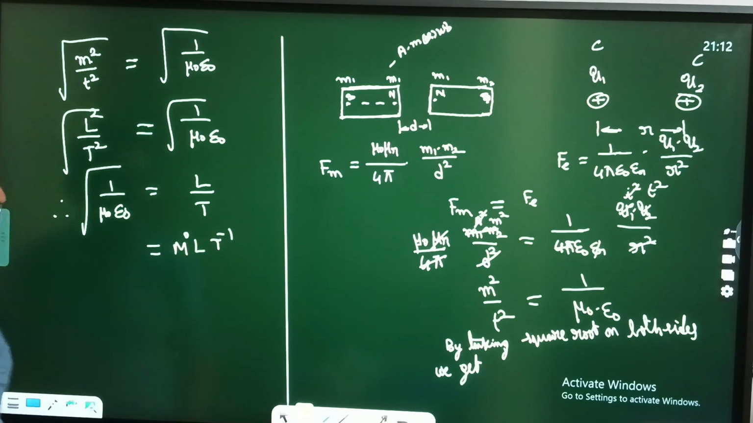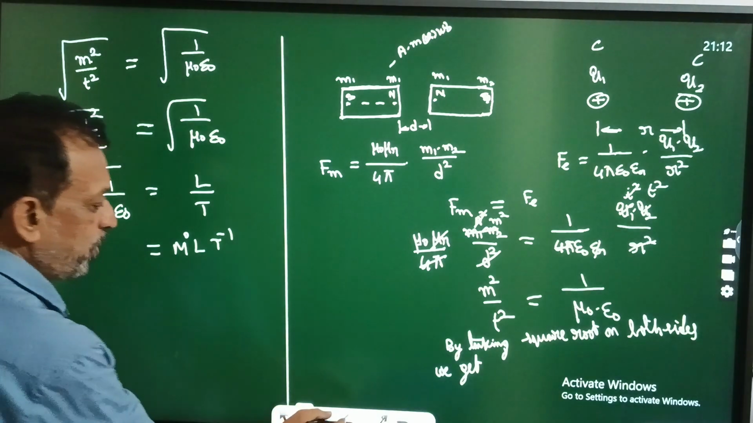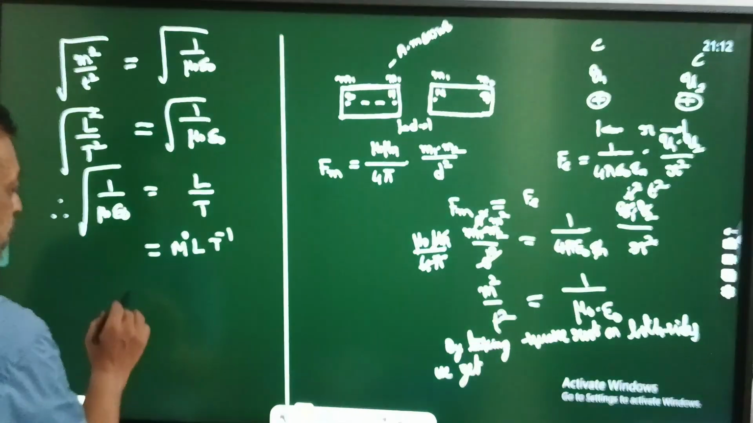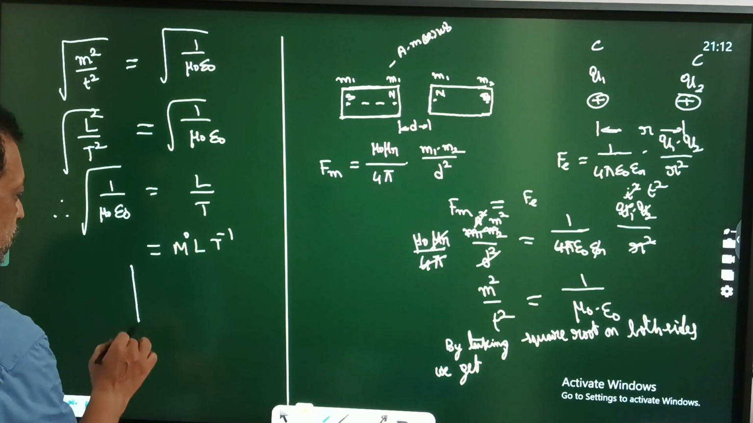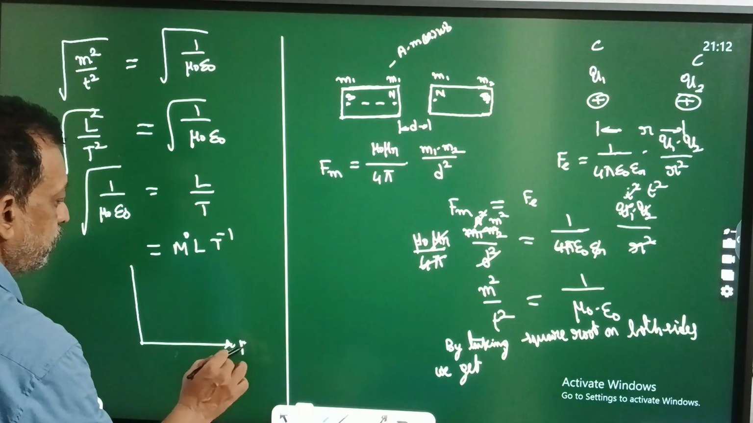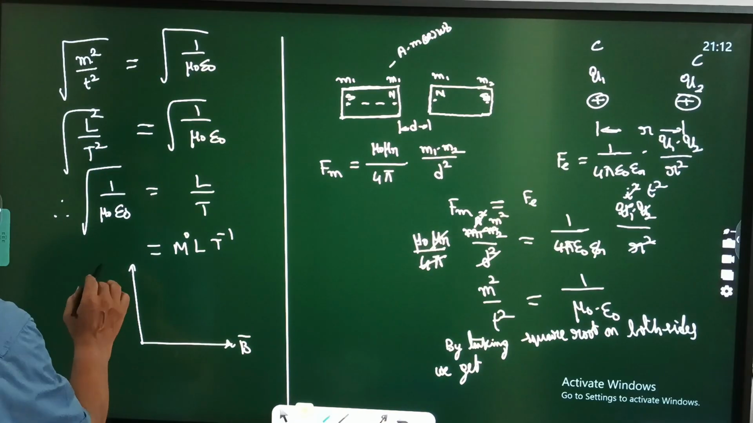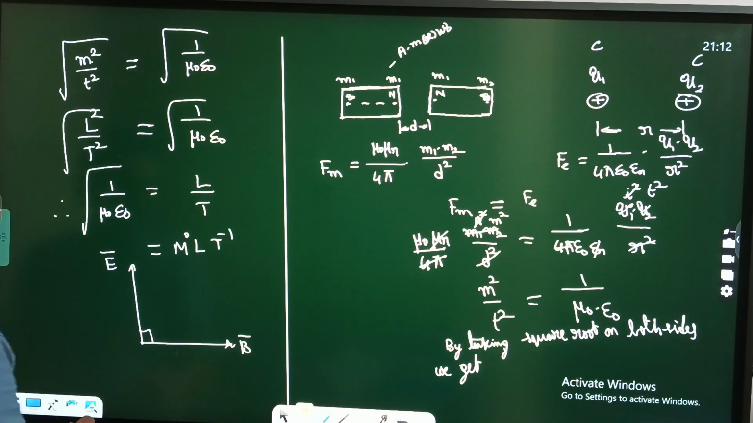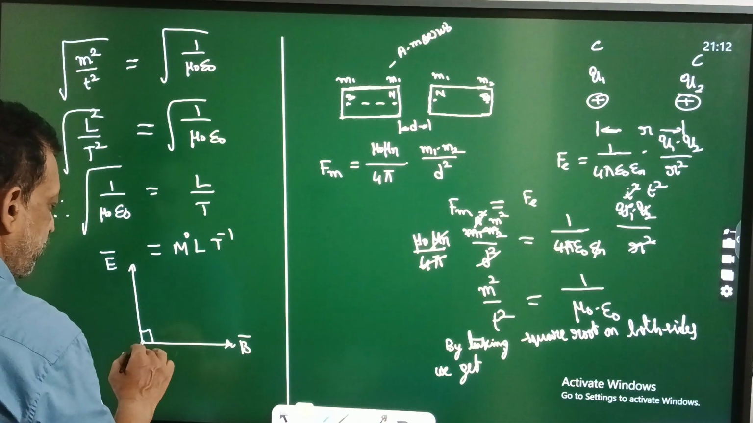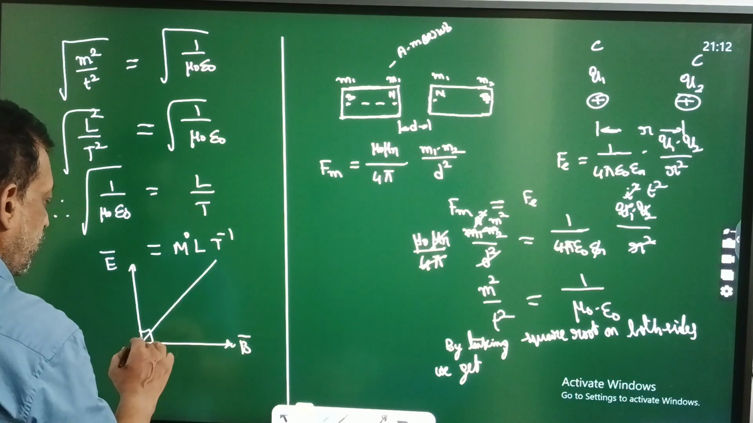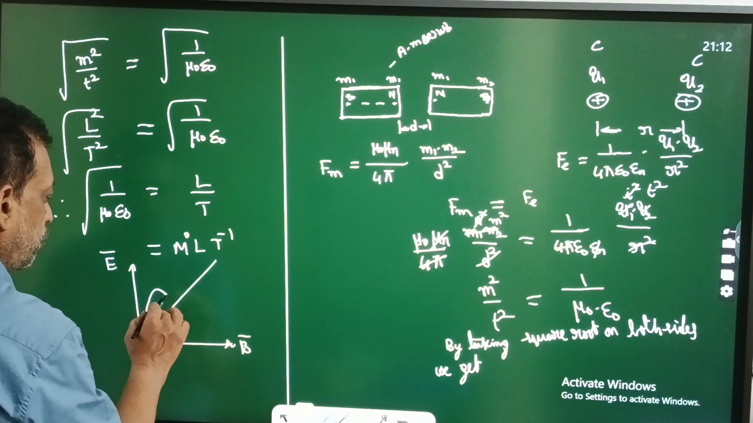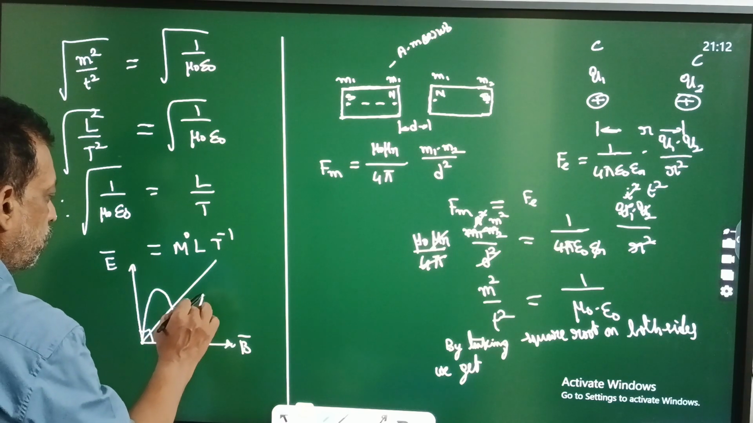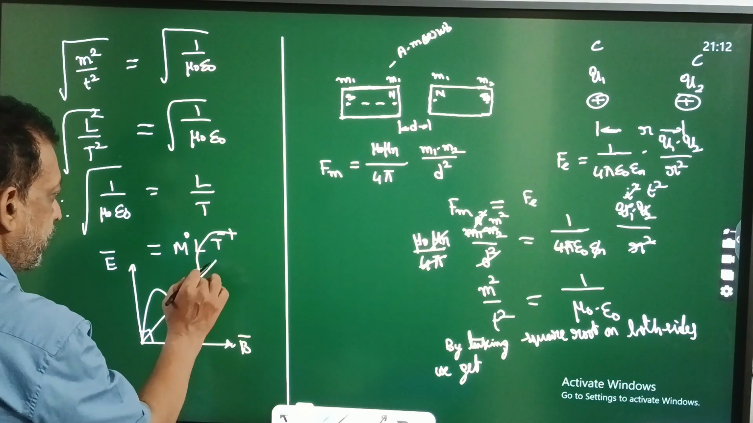That means when the magnetic field and the electric field both interact, you are going to get an electromagnetic wave. This is called the velocity of light. This is the electric field, this is the magnetic field B. When they interact perpendicularly or normally, we get an electromagnetic wave. See this one, the electromagnetic wave.